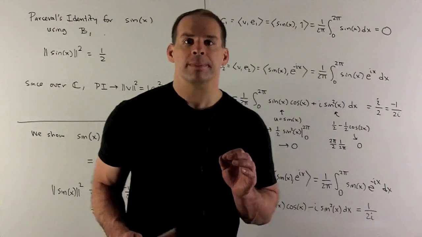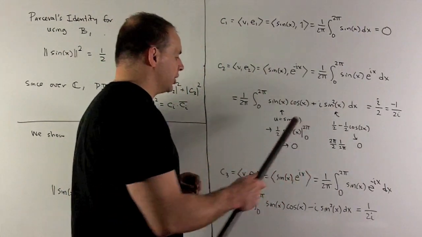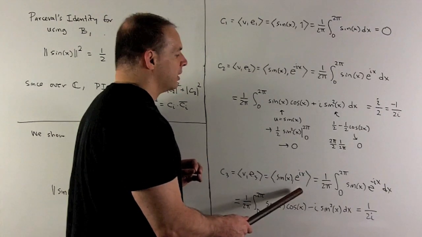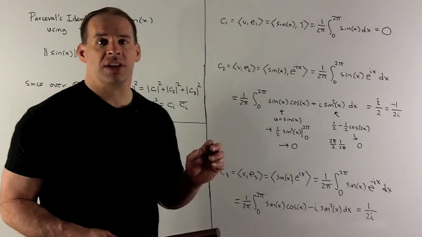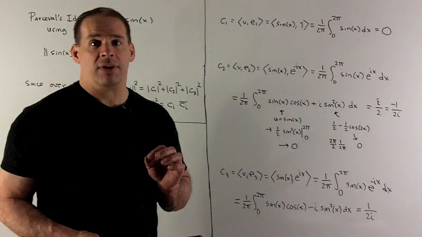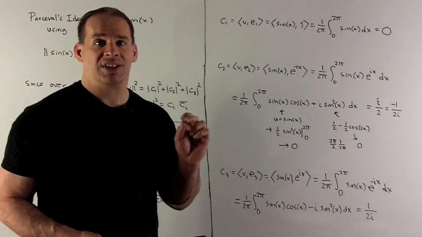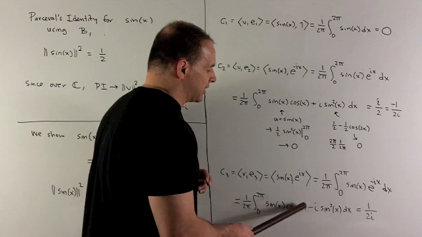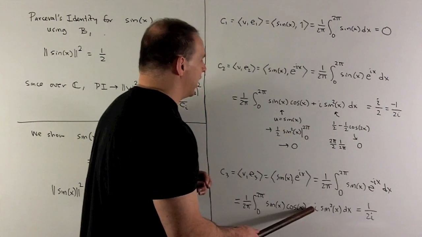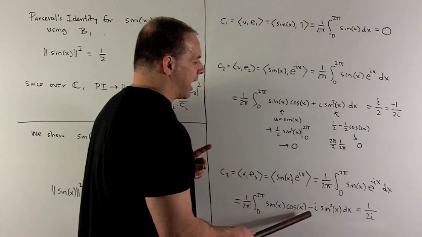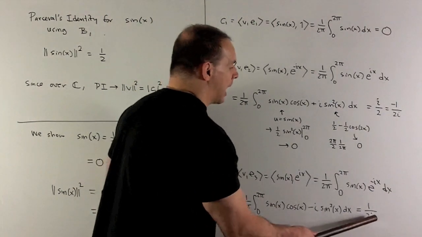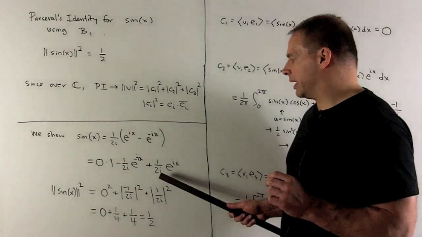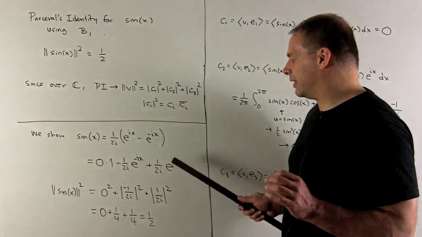Then for C3, same exact computation here. We're going to have e to the ix in our second slot. So that becomes e to the minus ix. Using the Euler formula, we have cosine x minus i sine x. So the only change is going to be this minus sign here. So we just take C2, change by a minus sign. So we get 1 over 2i. Then you'll note that agrees with the linear combination. That's the coefficient of e to the ix.